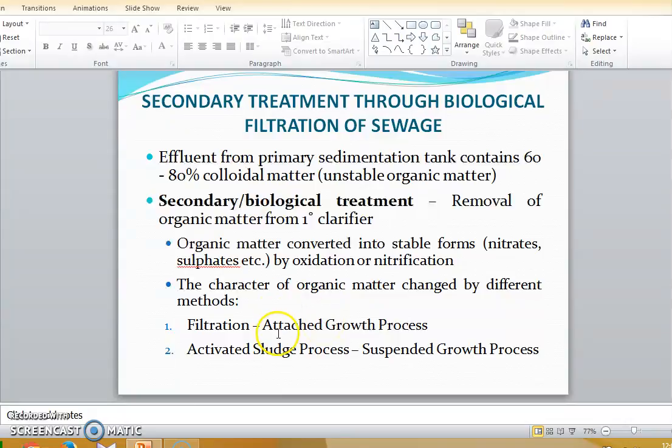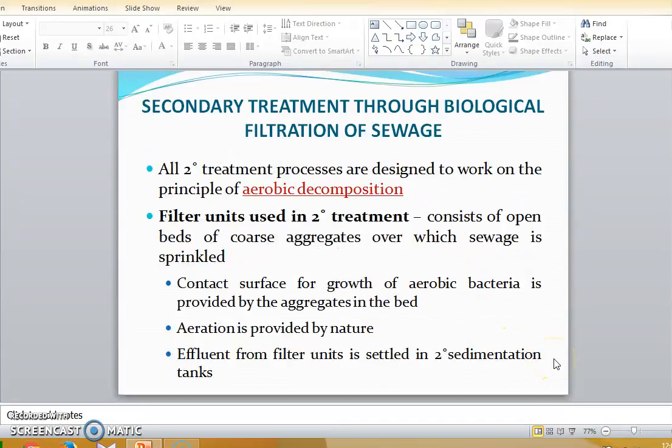Two different methods are there, that is the attached growth process and the suspended growth process. The attached growth process is carried out by filtration, and the activated sludge process comes under the suspended growth process. So all the secondary treatment processes are designed to work under the principle of aerobic decomposition. That is, the aerobic bacteria will be acting upon the organic matter and decomposing or stabilizing it in the presence of oxygen.